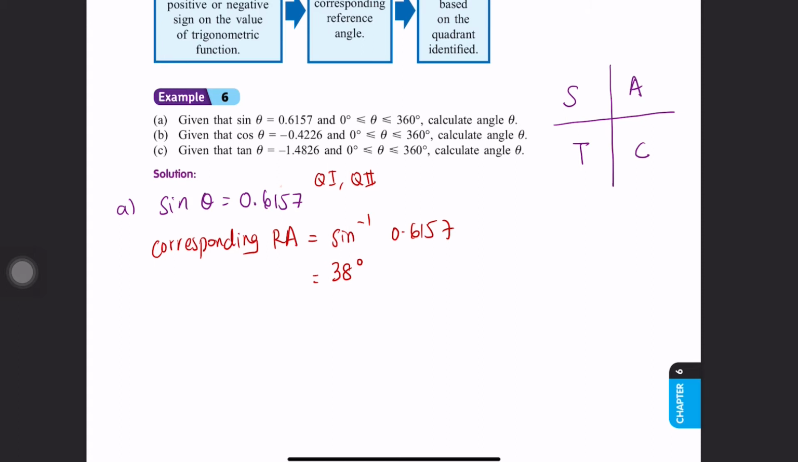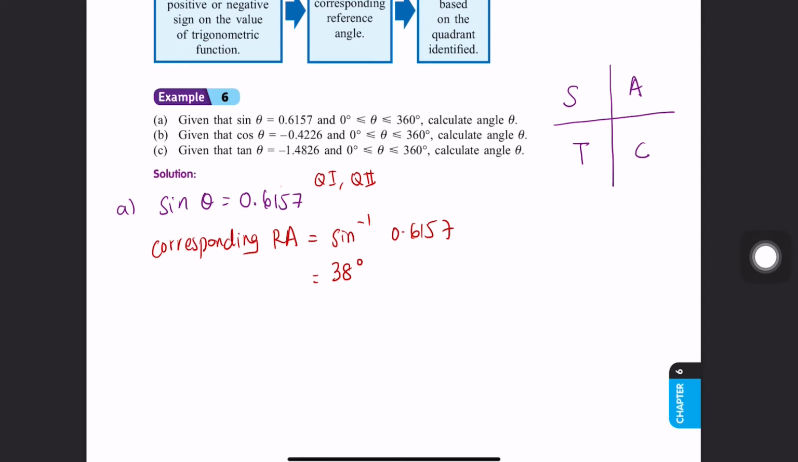Shift sine 0.6157. Okay, so kita akan dapat 38.0028. For MathMod ambil 2 tempat perpuluhan cukup lah. So awak akan dapat 38 degrees. So this is the value of the reference angle.